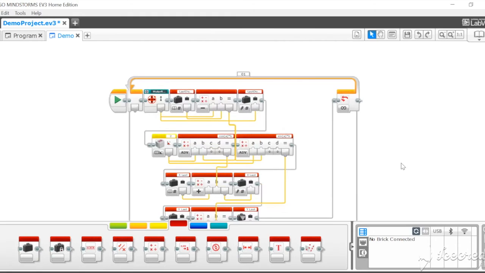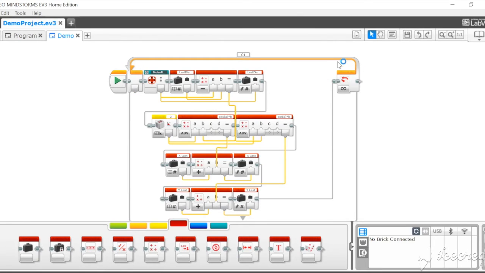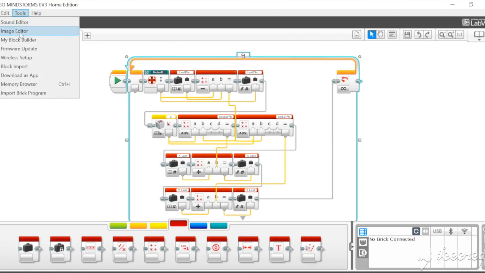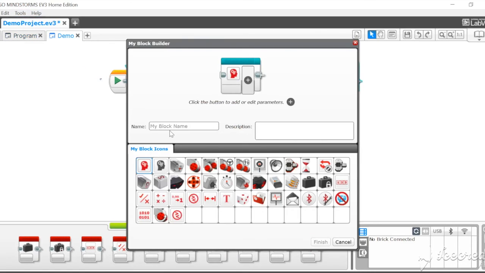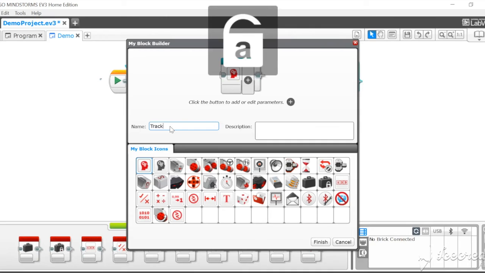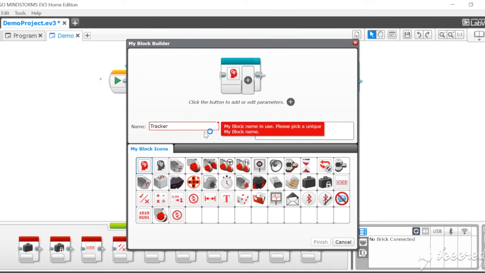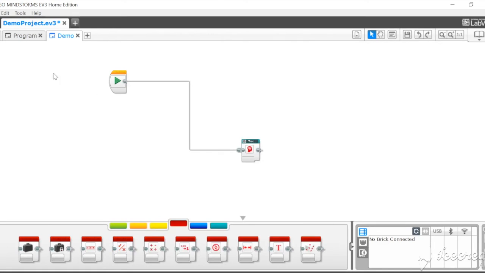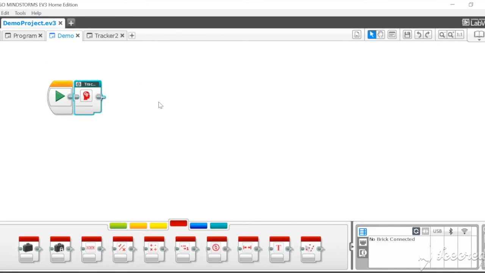So now that you've done that, you can just select this loop and go Tools, My Block Builder, and call it Tracker. And you can give it any icon you want, and yeah, you don't need any inputs or outputs, so you just click Finish. And so now you've got that, you can test it.